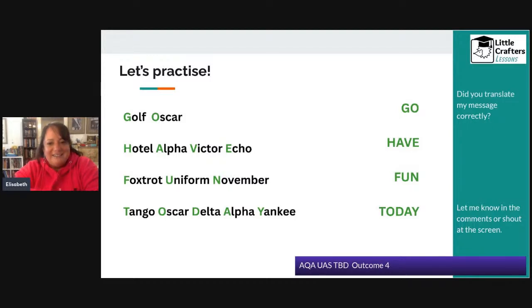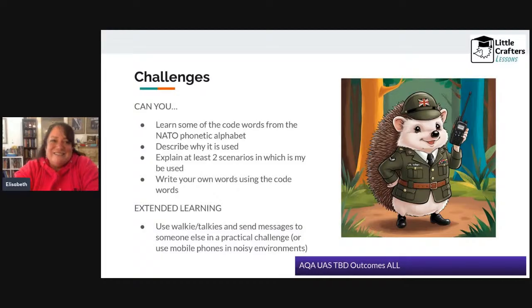Go have fun today. Your challenges for today, everyone, are to learn some of the code words from the NATO phonetic alphabet. So if I were to say B, you would say Bravo. If I were to say F, you would say Foxtrot. If I were to say U, you would say Uniform. Can you describe why it's used? Can you explain 2 scenarios where it might be used? And can you write your own words? Choose some words and spell them out. So if you chose dog, what would you write? Delta, Oscar, Golf. Write them out.